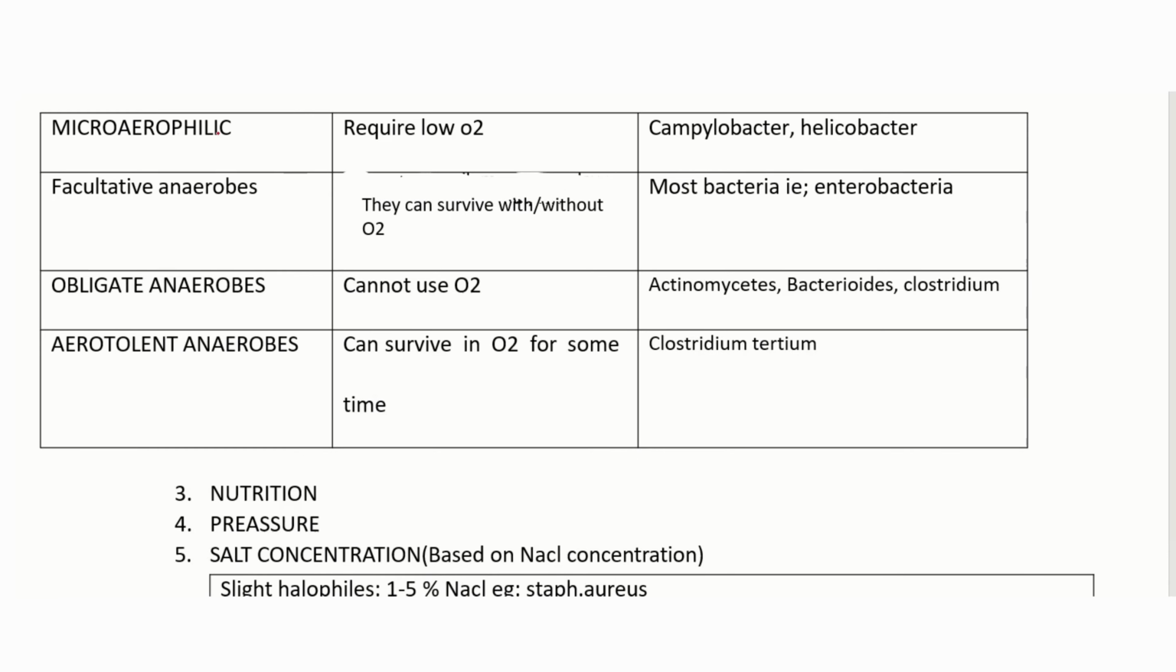The next is microaerophilic, which requires very low oxygen. And the examples are Campylobacter and Helicobacter. Campylobacter and Helicobacter are both capnophilic and microaerophilic. So that is kind of important. And next is facultative anaerobes. They can survive with or without oxygen. And the example is most bacteria, that is Enterobacteriaceae.